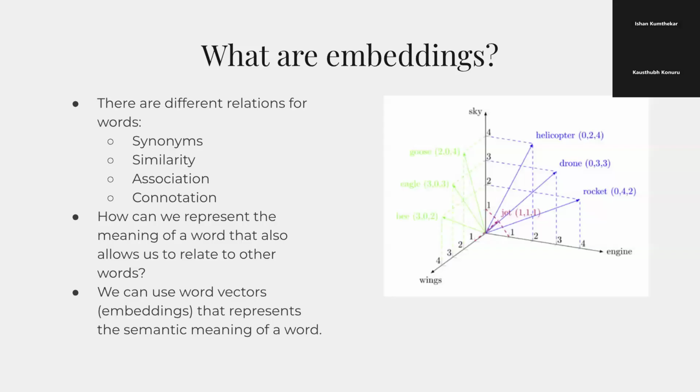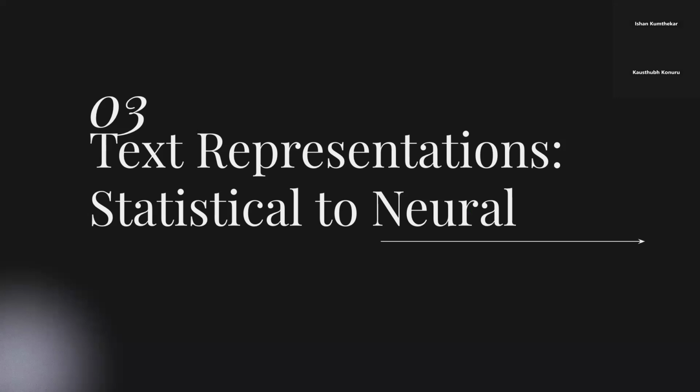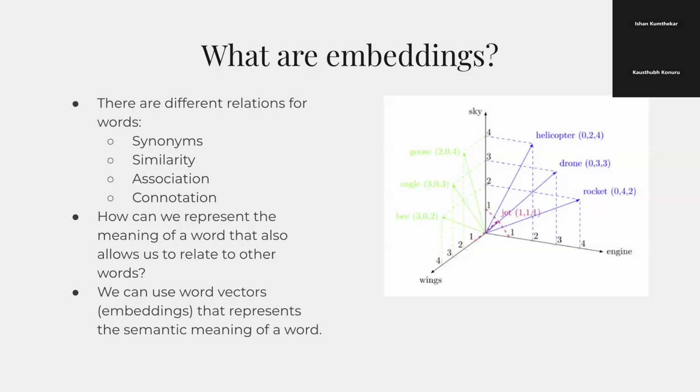All right, the next part is text representations. We're going to go from statistical methods to neural methods. The first question is, how do you represent text? We can represent text by using embeddings. When we want to describe what a word is, we can use different relations: its synonym relations, its similarity, the association of a word, and also the connotation.